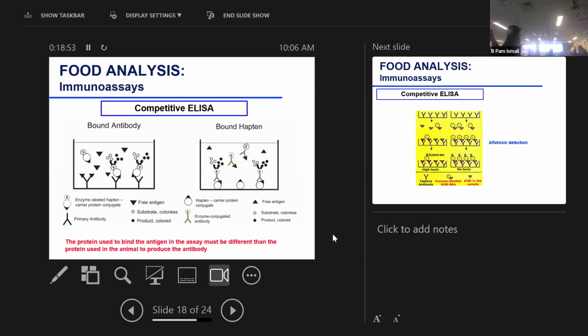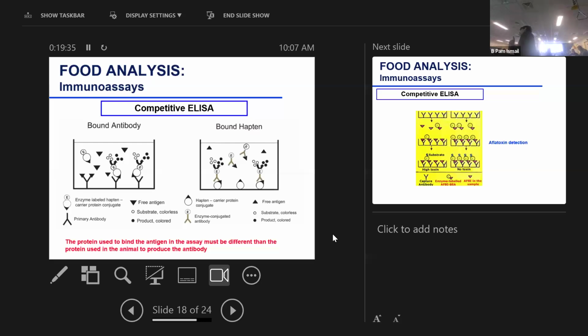So what happens is your free molecule that you're trying to detect in your sample will compete with the molecule that is attached to this labeled hapten. That's why it's called competitive. The free molecule, all of it is an epitope. The whole molecule is so small that the whole molecule is an epitope. So if it's present in your sample, it would bind. If it's not present, your labeled reagent will bind instead. That's why it's called competitive.